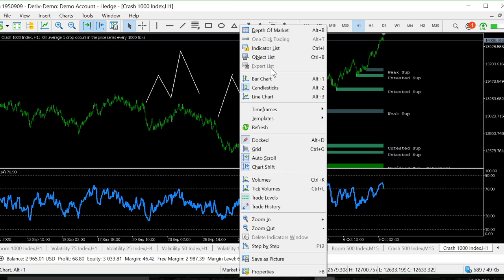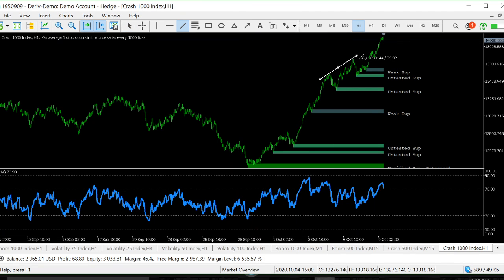Alright, so let us move straight to our chart. Let's just use the live chart now. This is the live market condition of Crash 1000. This is it, guys. If you check my chart now, I've drawn this trend line on my chart. You can see that I have a lower high, a higher high, then a high that is higher than the previous two highs.